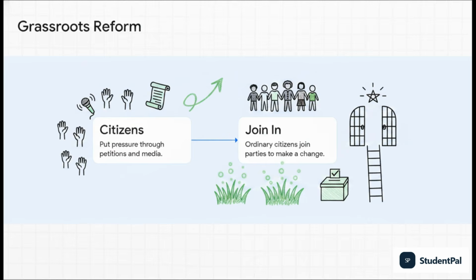Instead, true reform has to come from the grassroots. First, citizens can put pressure on parties through petitions, agitation, and the media. When parties feel like they're going to lose public support if they don't clean up their act, they become a lot more serious about reform. Second, and this is the most important part, ordinary citizens who actually want change must join political parties themselves. As the textbook so wisely puts it, the problem of bad politics can be solved by more and better politics.